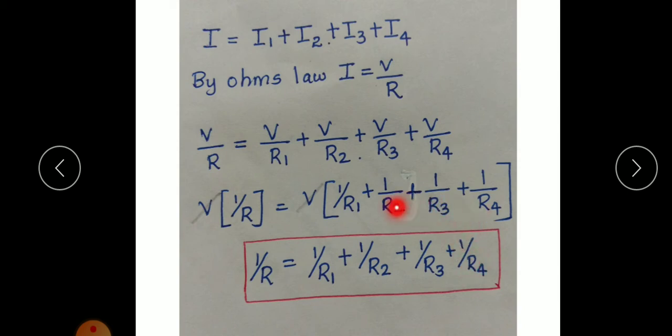That is, the effective resistance in a parallel connection is given by 1 by R is equal to 1 by R1 plus 1 by R2 plus 1 by R3 plus 1 by R4.